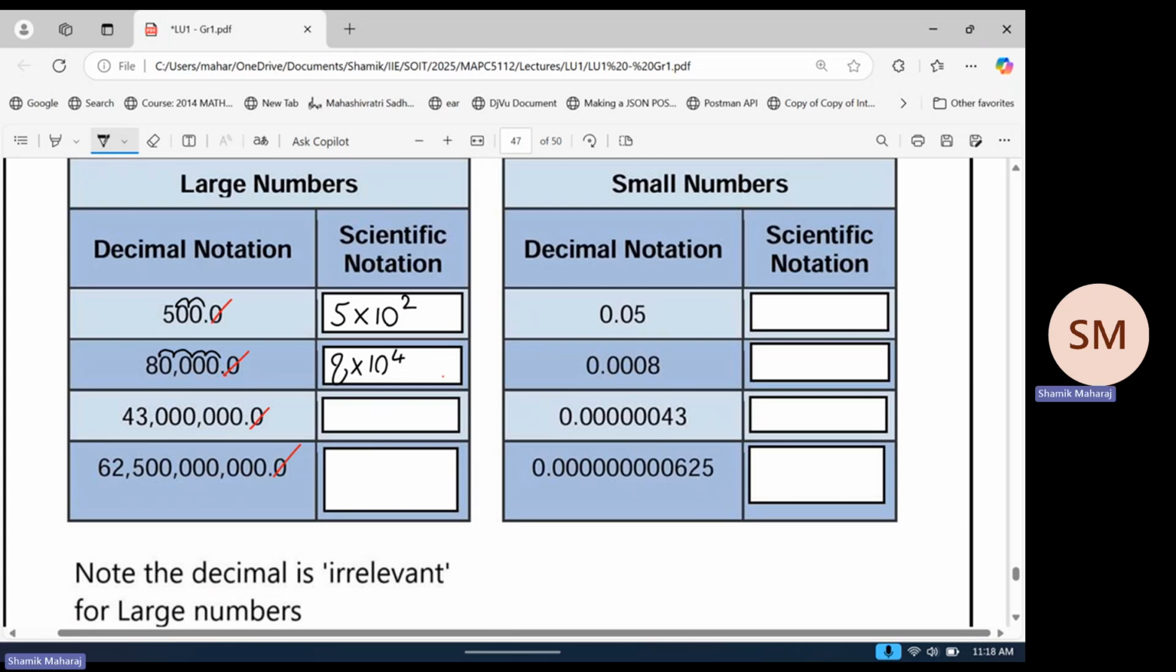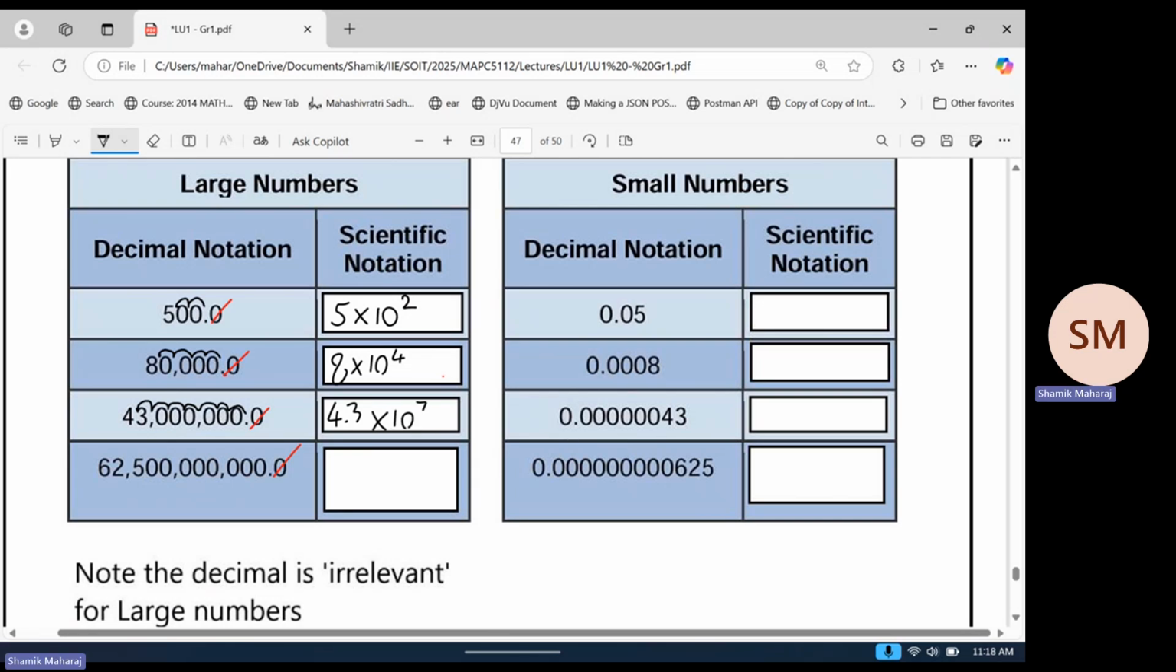I heard the first part correct, 4.3. Some people go 43, but that's not correct because that's not a number between 1 and 10. So just be aware of that. Right, yeah, that's a common mistake. Now we start counting from 4.3, from in between here. 1, 2, 3, 4, 5, 6, 7. So 10 to the 7.